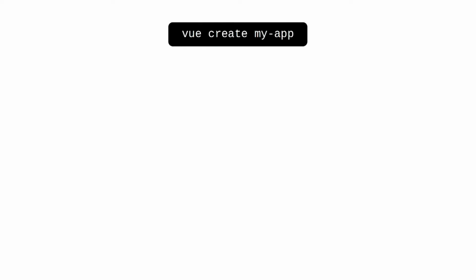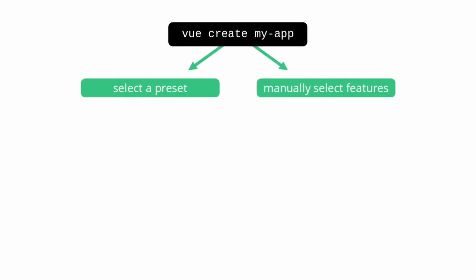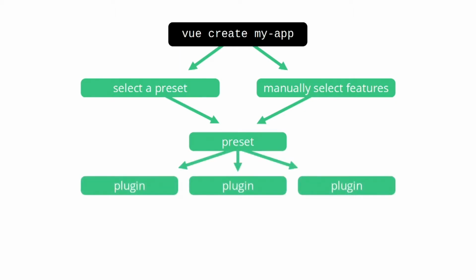So there are two cases when generators are called. The first one is when you create an app. So using the vue create command, you can either select an existing preset. So a preset is a full configuration. So you can just press enter and it creates a project, or you can manually select the features you want, like Babel, TypeScript, ESLint, and testing utilities. But in the end, both of them will result in a preset object being created and used by vue create. And this preset will contain a list of plugins.